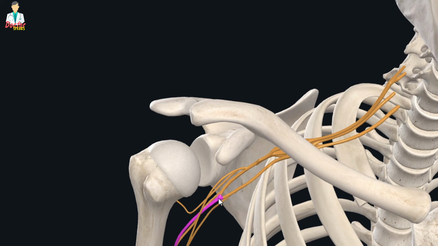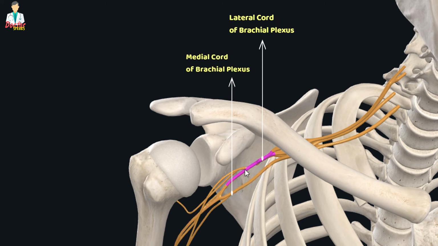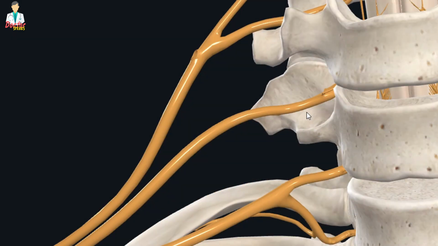And if we look at the origin of the median nerve, as you can see, this nerve has its origin from both the medial and lateral cords of the brachial plexus. And this nerve has its nerve fibers from the 7th and 8th cervical spinal nerve roots. But the first thoracic spinal nerve root may also contribute some of its nerve fibers to the median nerve, according to some anatomy studies.